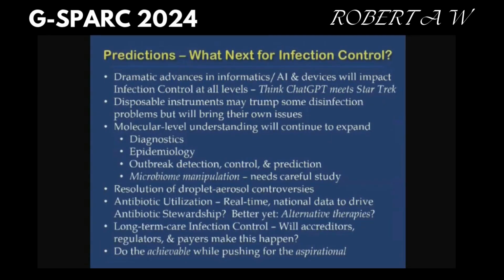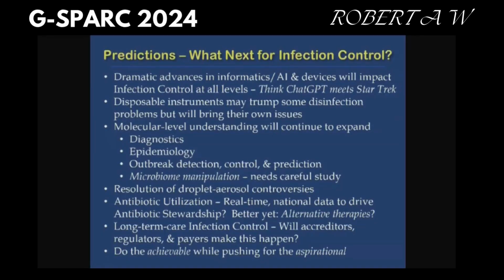So I want to conclude with what's next, and I want to make 6 predictions. There have been dramatic advances in infection control, and advances in informatics and AI and new devices will impact infection control at all levels. And I view this as kind of Chat GPT meets Star Trek. So we're going to see all sorts of amazing things in the future. Related to this, it's possible that disposable instruments may avoid some of the disinfection problems, but they may bring their own issues. A third prediction is that molecular level understanding will continue to expand in diagnostics and epidemiology, our ability to detect, control, and predict outbreaks.